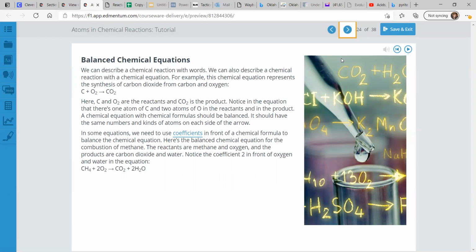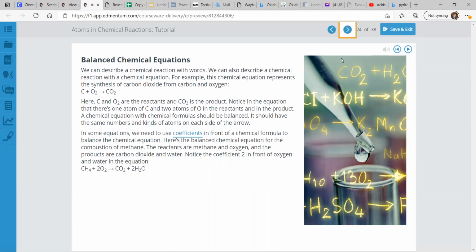Notice in the equation that there's 1 atom of C and 2 atoms of O in the reactants and in the product. A chemical equation with chemical formulas should be balanced. It should have the same numbers and kinds of atoms on each side of the arrow. In some equations, we need to use coefficients in front of a chemical formula to balance the chemical equation.